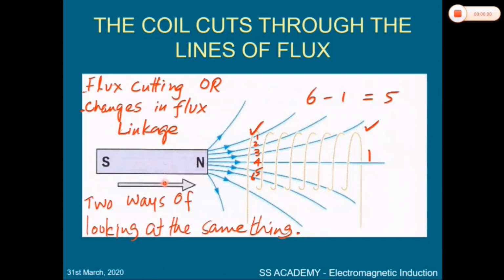Now this is another example when we move the magnet inside the coil, turns of a solenoid, for example. So what happens? There is a change in flux linkage. Initially there are 6 lines, and at the end, at this position, there is only 1 line. So flux cutting or change in flux linkage is 6 minus 1, 5. So these are again two ways of looking at the same thing.